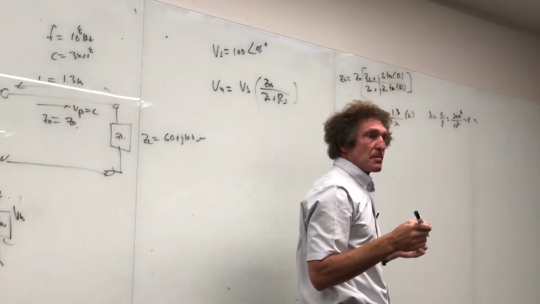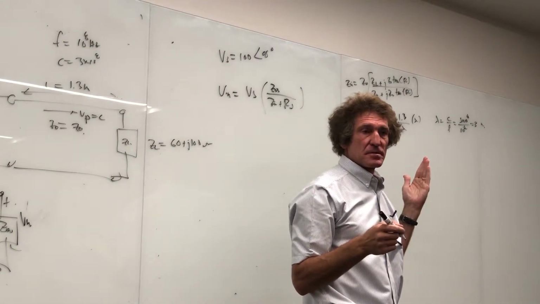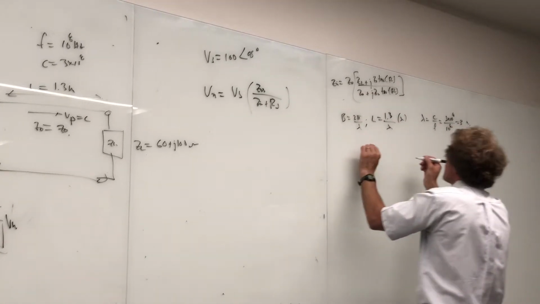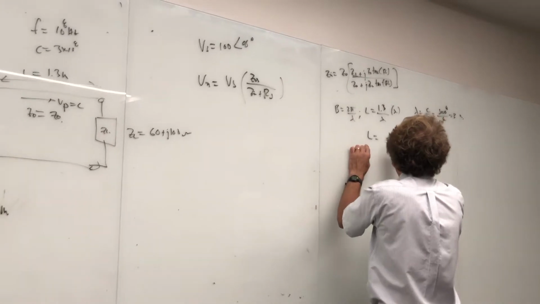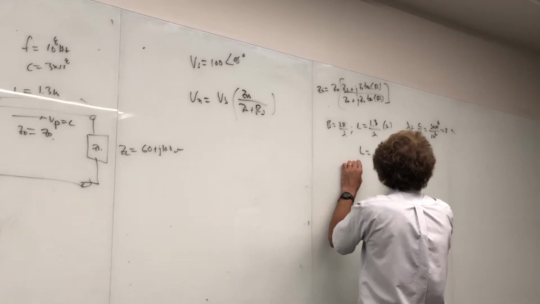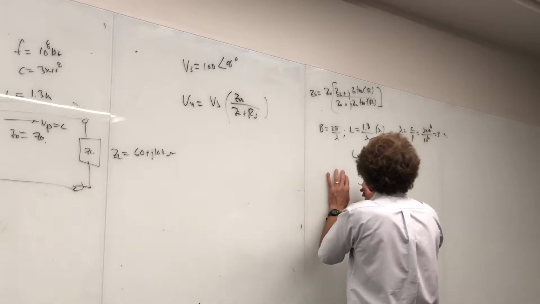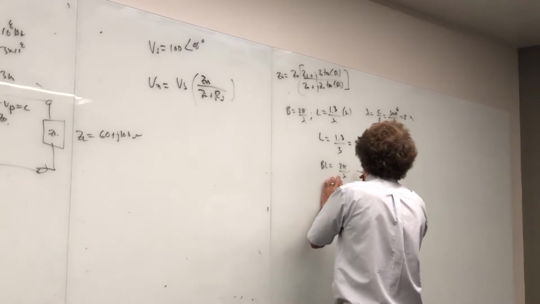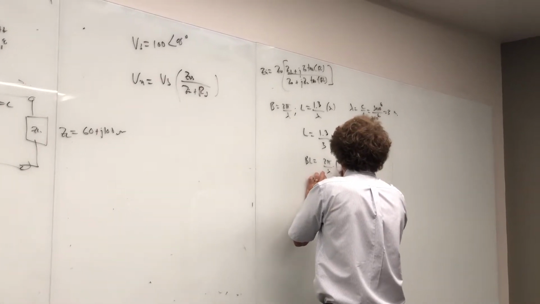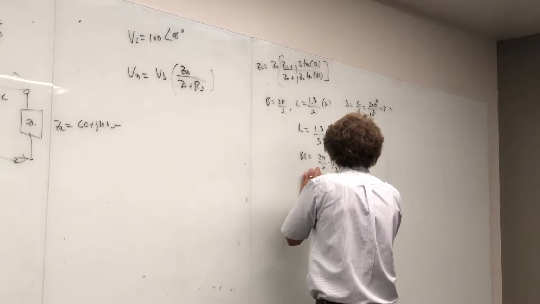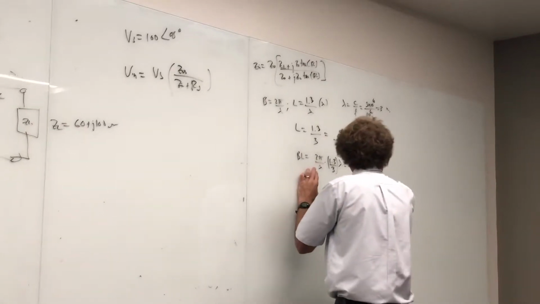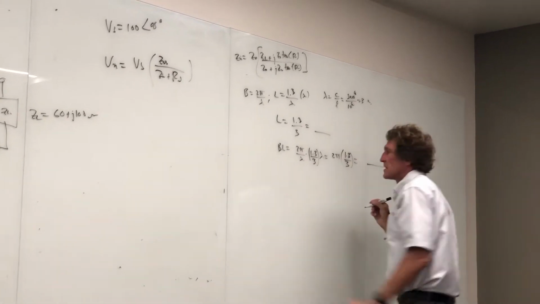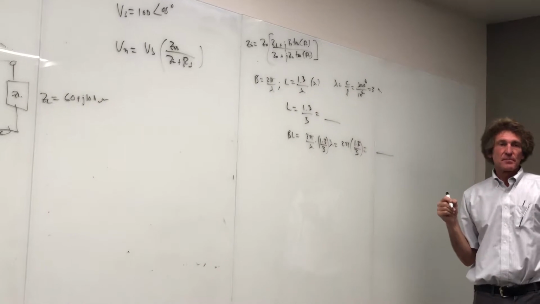Is everybody with me so far? Did you all agree with this? Therefore L in terms of lambda is 1.3 divided by 3. And beta L is 2 pi over lambda times the length of the line in lambda, which is 1.3 divided by 3 lambda. So that's 2 pi times 1.3 divided by 3, and that's in radians. Can you give me that number? I just want to make sure we get this.